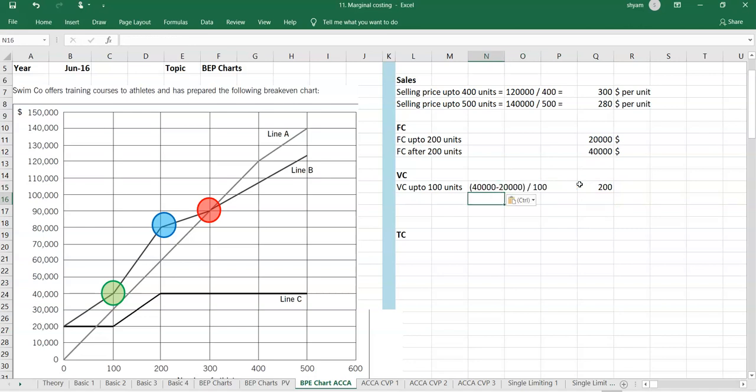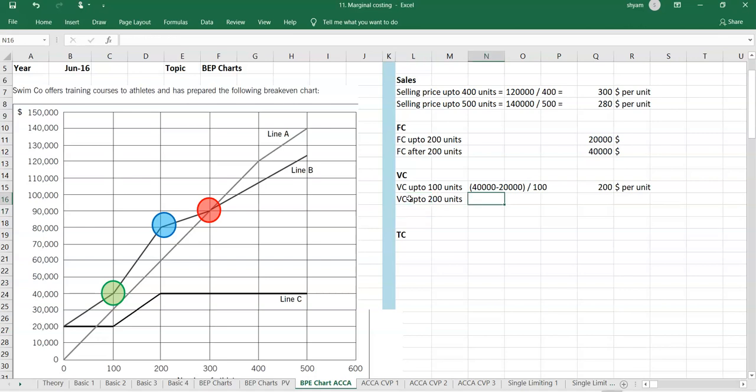Okay, so we have done that, and thereafter again it changes. So at 100 units, the variable cost is 200 per athlete. So we can take this, and thereafter it changes. Where it changes is, it changes at 200 units. So let's check.